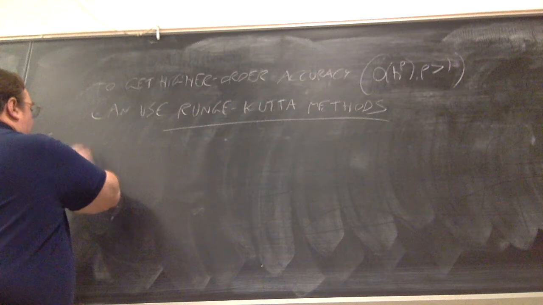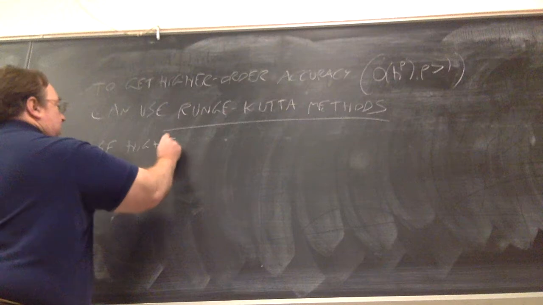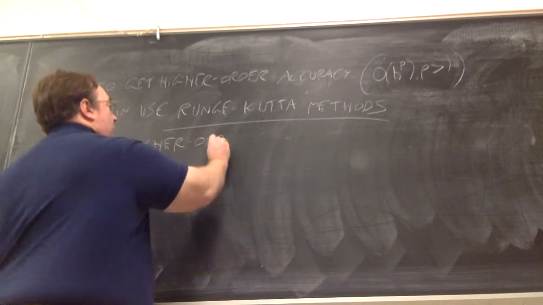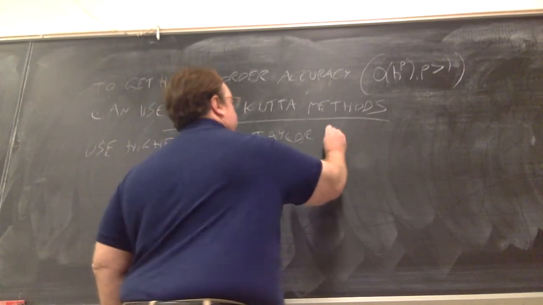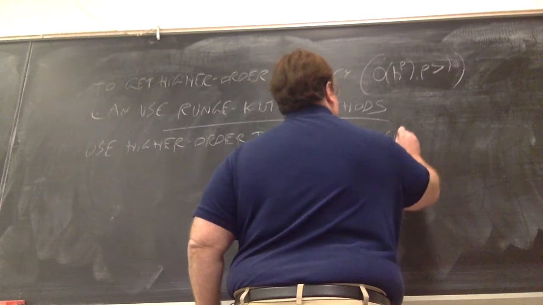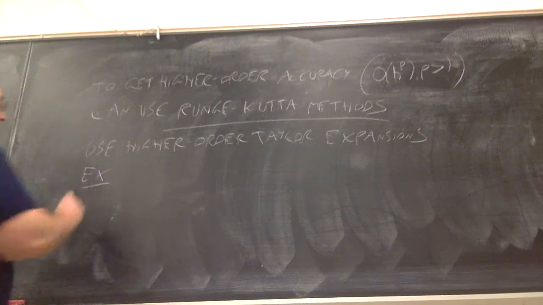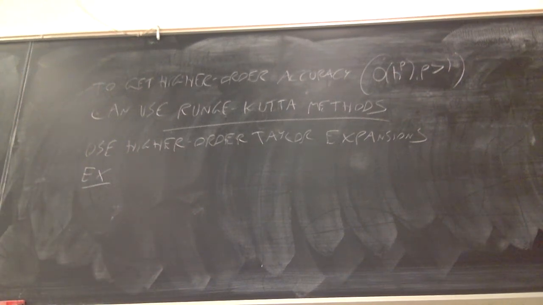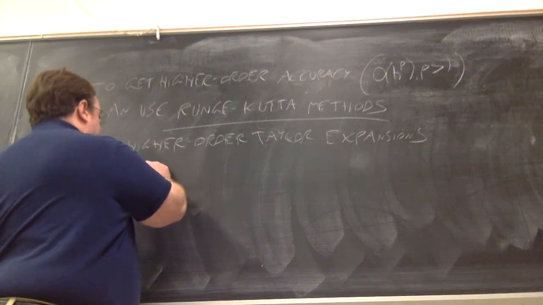So we use higher order or higher degree Taylor expansions. All right. So as an example, what I'm going to do is specify a form for this higher order accurate method where certain parameters are unknown, and we'll try to figure out what those parameters should be using Taylor expansions.